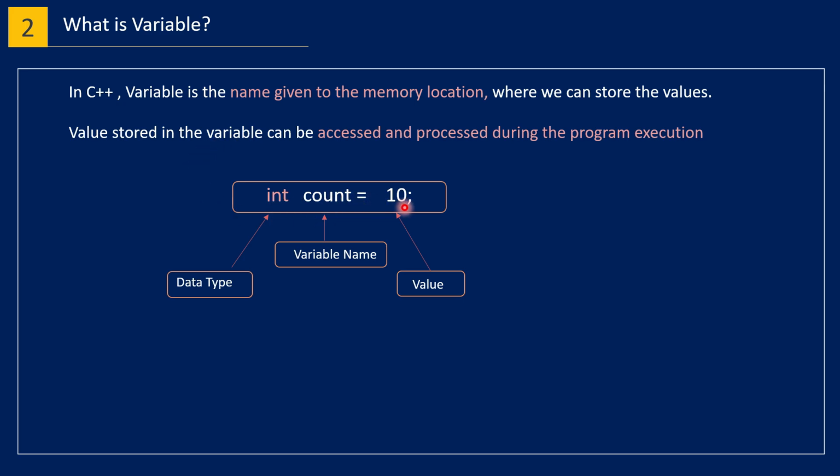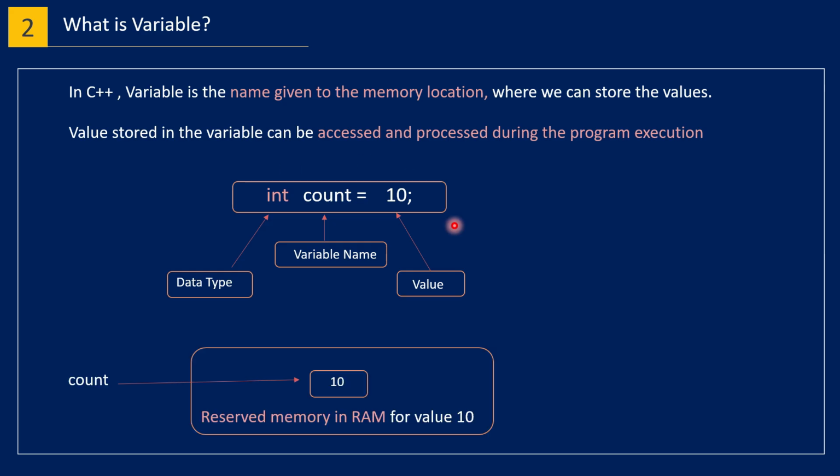Let's have an example: int count = 10. Here int is a data type, which we will study in the next session, count is the name of the variable, and 10 is the value we are storing in this variable. When the compiler executes this statement, it allocates a memory slot, the name given to this slot is count, the name of the variable, and the value 10 gets stored in the memory slot.